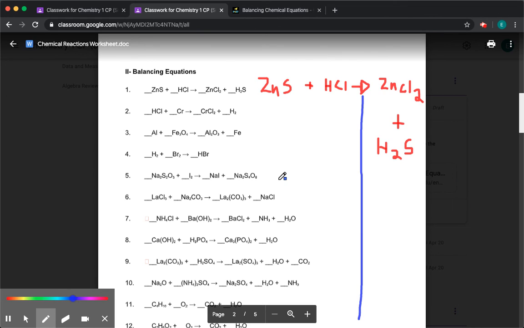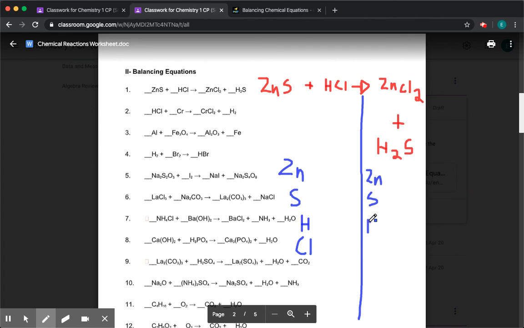So what are the elements we're working with? We're working with zinc, so Zn. We are working with sulfur. We are working with hydrogen. And we are working with chlorine. So Zn, S, H, and Cl. That's what we're working with today.